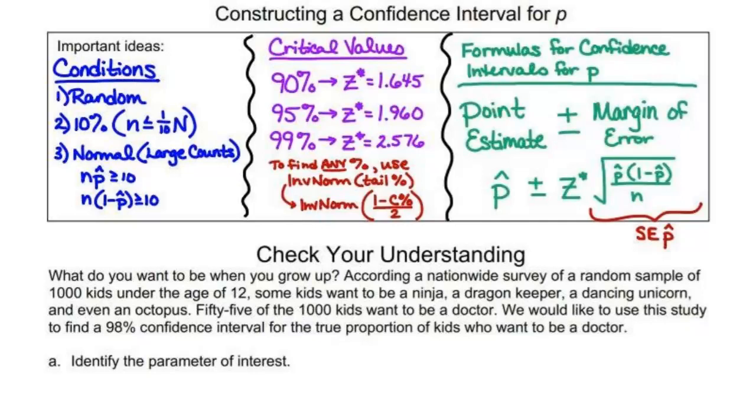And then formulas for confidence intervals for P. Point estimate plus or minus margin of error, or P hat plus or minus Z star times the standard error of P hat. So the square root of P hat times 1 minus P hat over N. They absolutely want to see this on the AP exam.